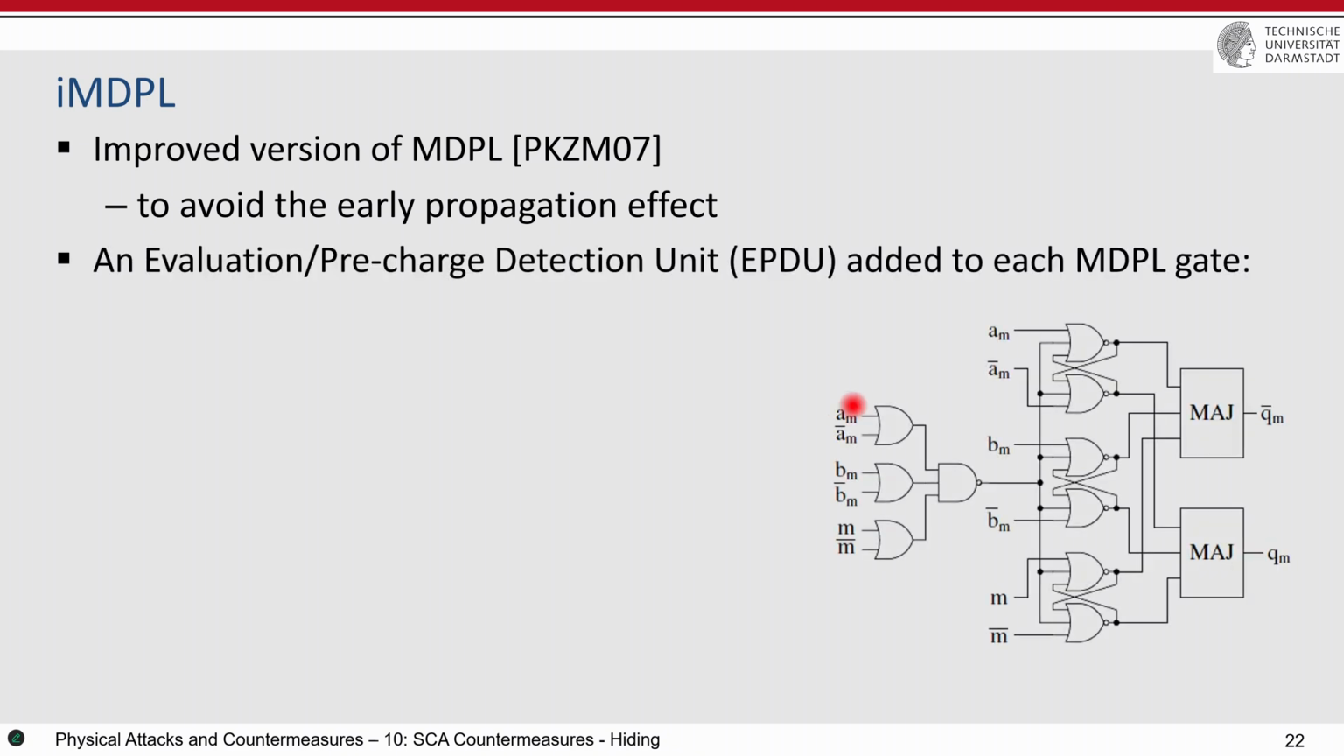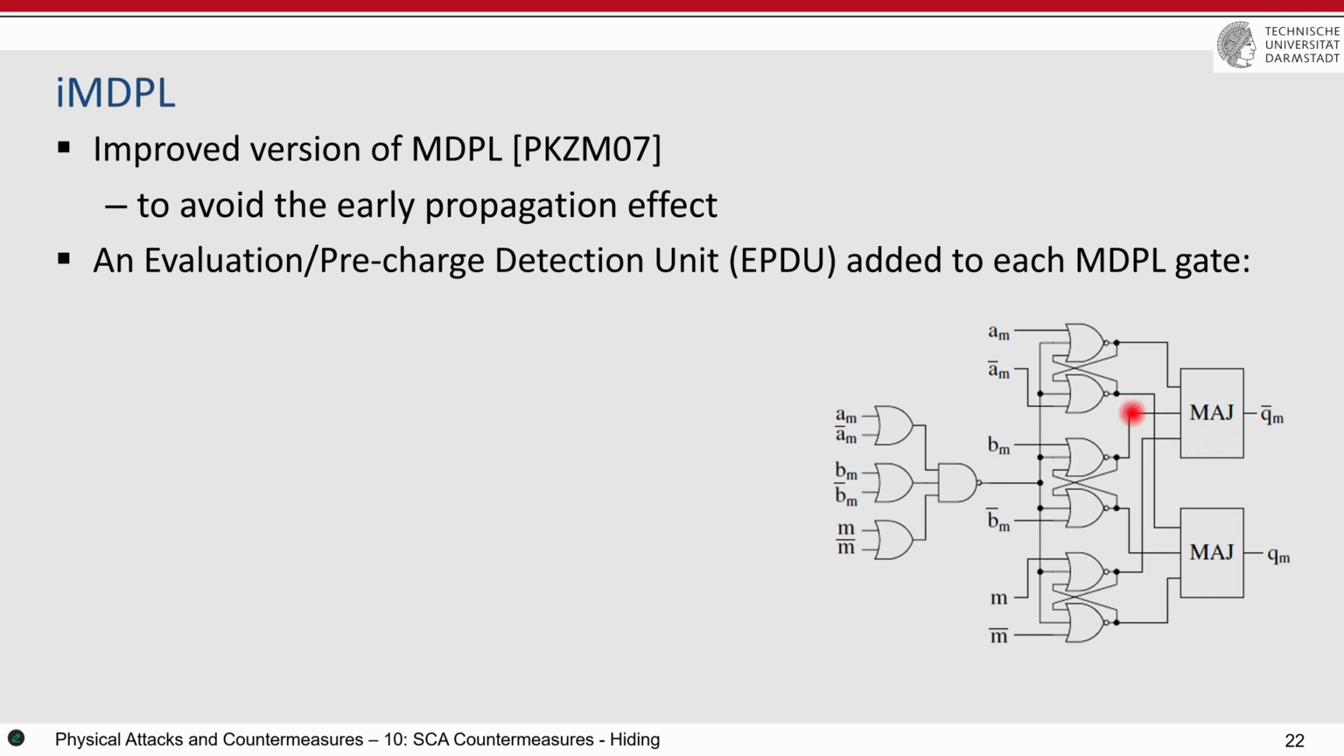How? These are the two majority gates that you have seen, and this large circuit is added in front of every gate. What it does is it checks if all inputs are in the evaluation phase to say, hey, evaluate. And it also checks when all signals are back in the pre-charge phase to say, go to the pre-charge phase. It means that it avoids the early propagation in the evaluation phase and also in the pre-charge phase.